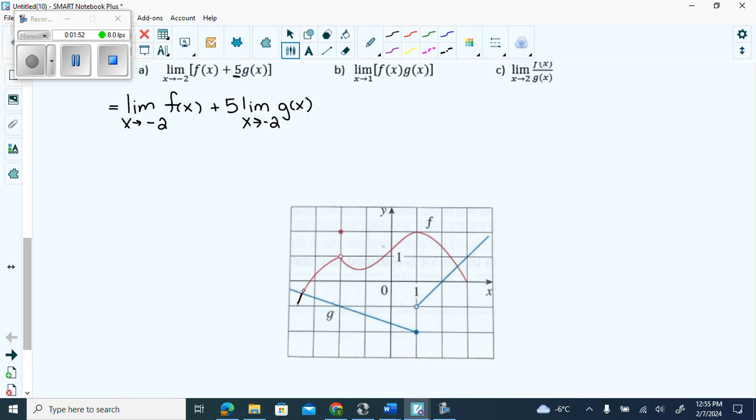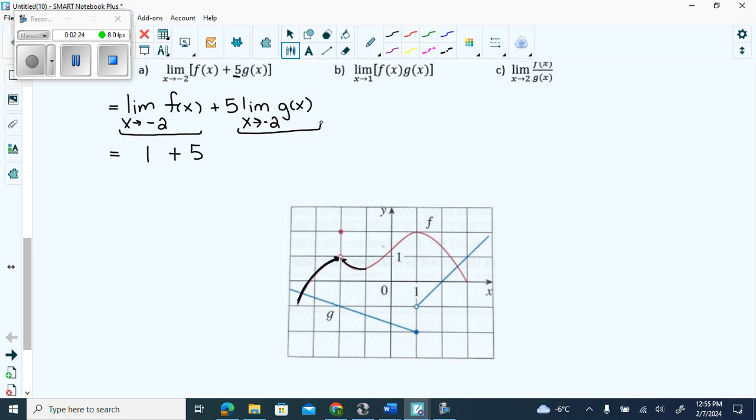So I go to -2. From the left, it's approaching what? 1. From the right, it's approaching what? 1. Does it approach the same value? Yes. So the answer to this is 1. Just from the left and from the right, if it's approaching the same thing, it's that value. Then we get the plus sign, 5, and now I have to find this.